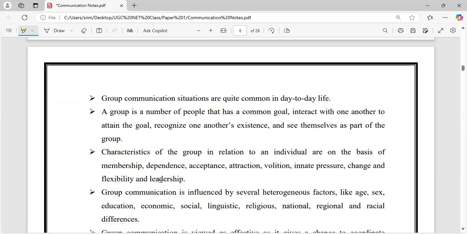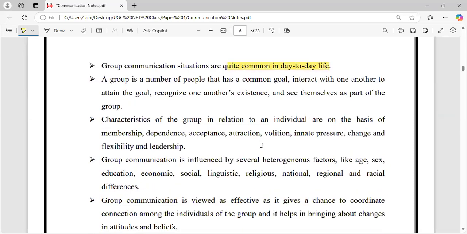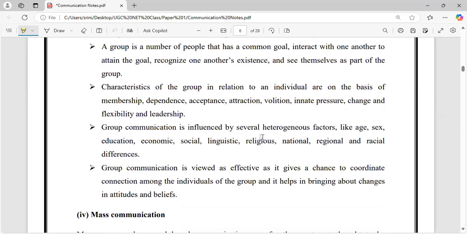Then group communication, which is quite common in day-to-day life. Here, a number of people that have a common goal interact with one another to attain the goal, recognize one another's existence, and see themselves as a part of a group. Characteristics of the group in relation to the individual are on the basis of membership, dependence, acceptance, attraction, volition, innate pressure, change, and flexibility in leadership.